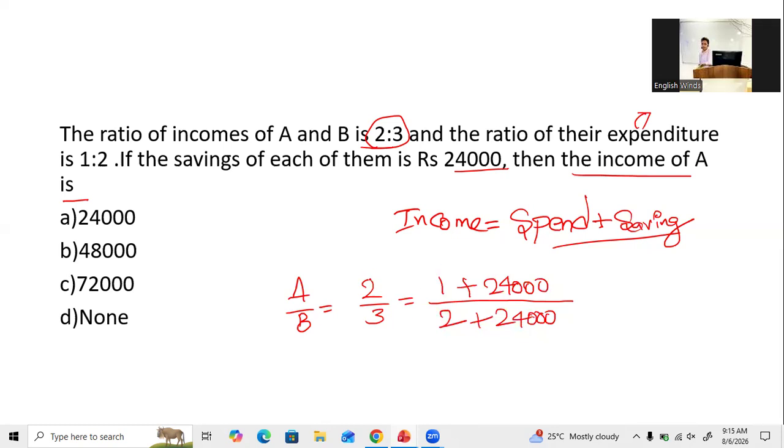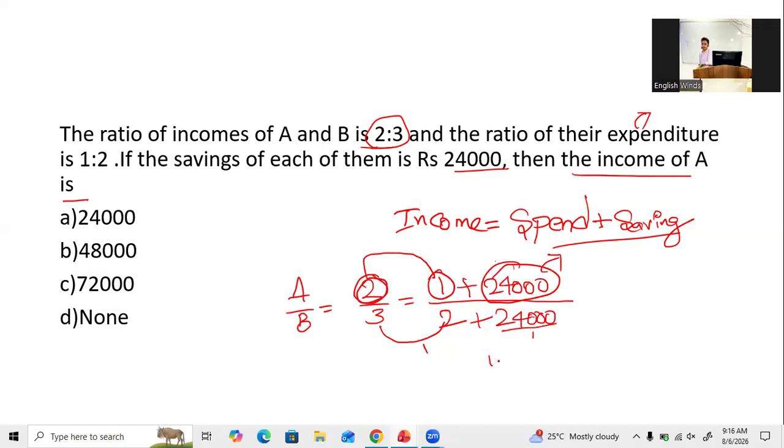If you can see, A's income is 2, so its spending is 1. So what is the other part? It could be 24,000. In the same way, for B, the difference between its income and spending is 3 minus 2, so what is the difference? 1. So one part is 24,000. Getting the point? So indirectly, they gave us the hint. And they're asking, how about two parts?